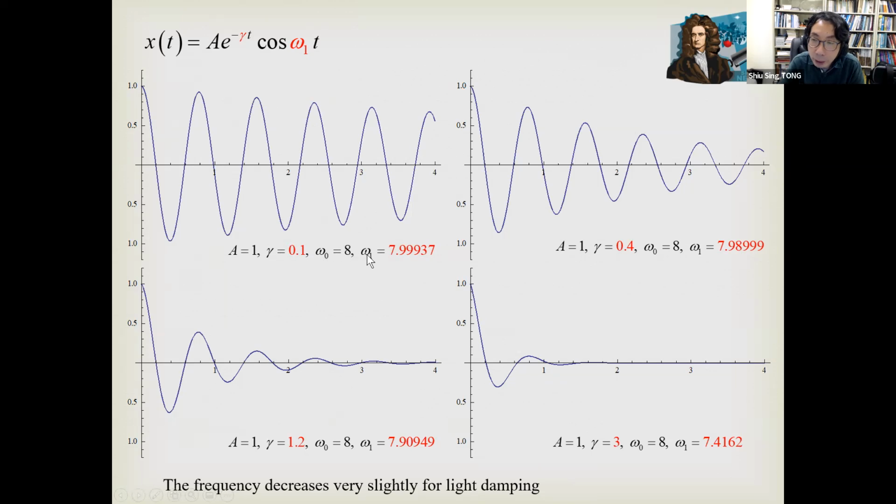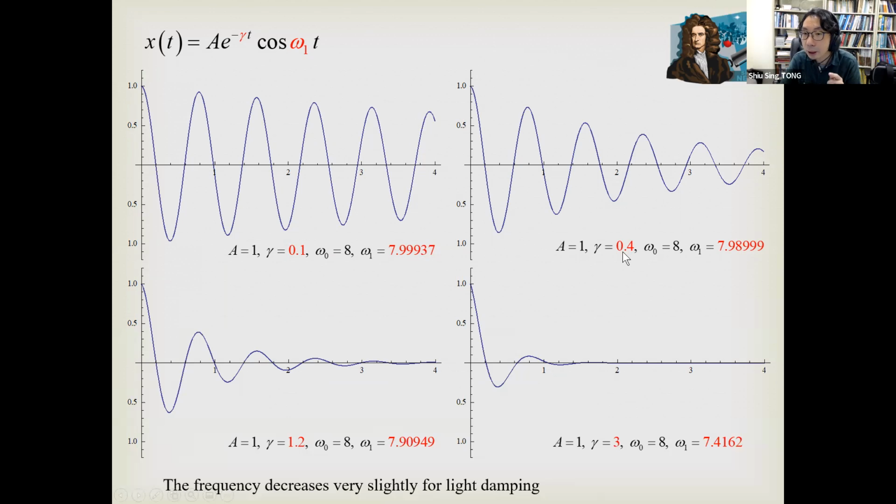Now if I calculate omega 1, which is the square root of omega naught squared minus gamma squared, I will find that it's very close to 8. So the frequency is almost not affected. You see 7.999, which is essentially 8. So the frequency is not affected at all. But there is a small damping here. So after many oscillations, you can see the amplitude slowly decay. It just oscillates with a smaller and smaller amplitude as time goes on, but it occurs very slowly.